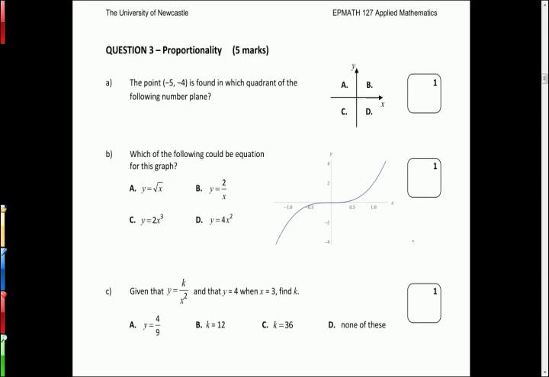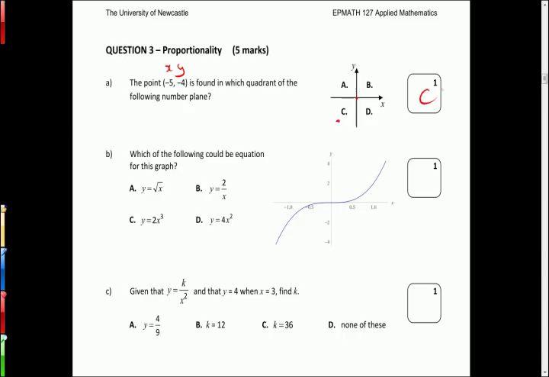And the point minus 5, minus 4. Well, we crawl before we climb, someone said to me. That's x direction, then y direction. So we go minus 5 in the x direction, like we start at the origin, minus 5 in the x direction, minus 4 in the y direction. Clearly lands in the C quadrant.